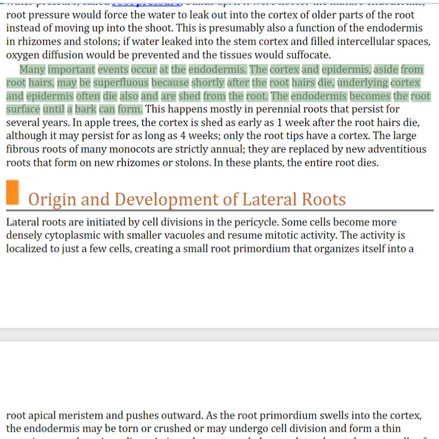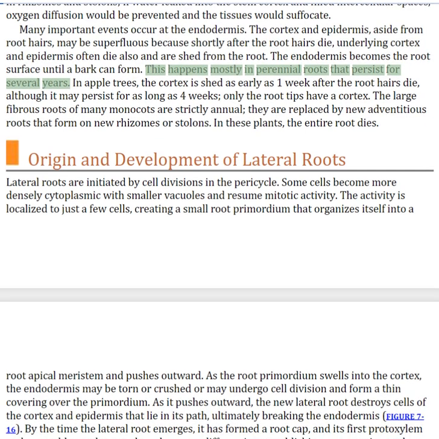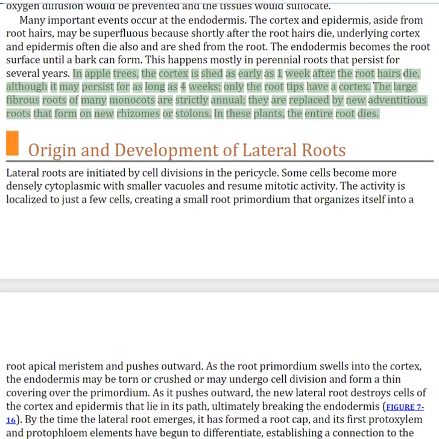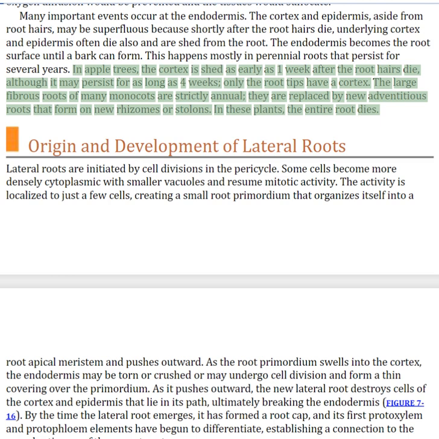The cortex and epidermis, aside from root hairs, may be superfluous because shortly after the root hairs die, underlying cortex and epidermis often die also and are shed from the root. The endodermis becomes the root surface until a bark can form. This happens mostly in perennial roots that persist for several years. In apple trees, the cortex is shed as early as 1 week after the root hairs die, although it may persist for as long as 4 weeks.